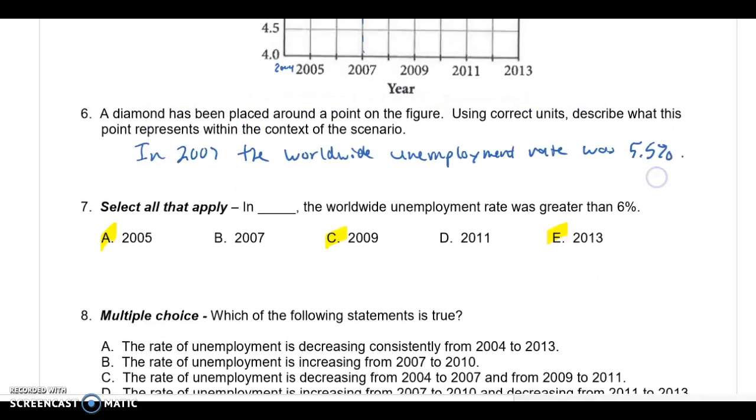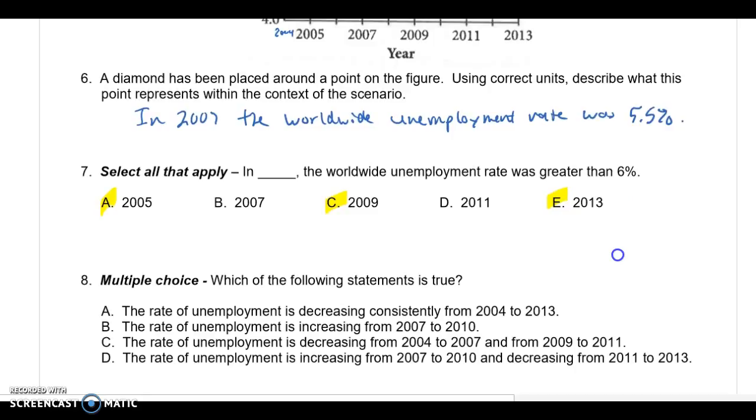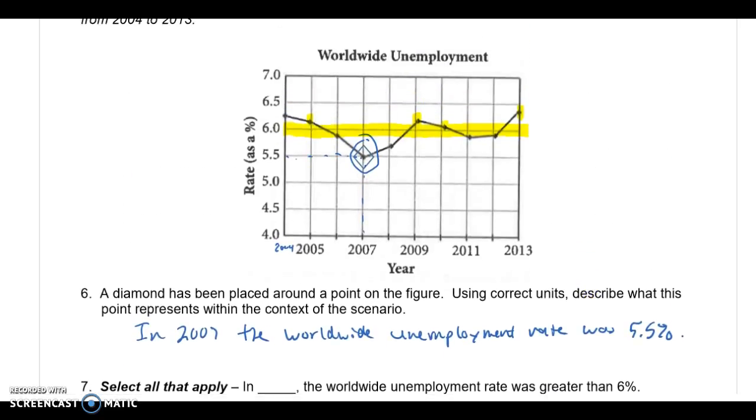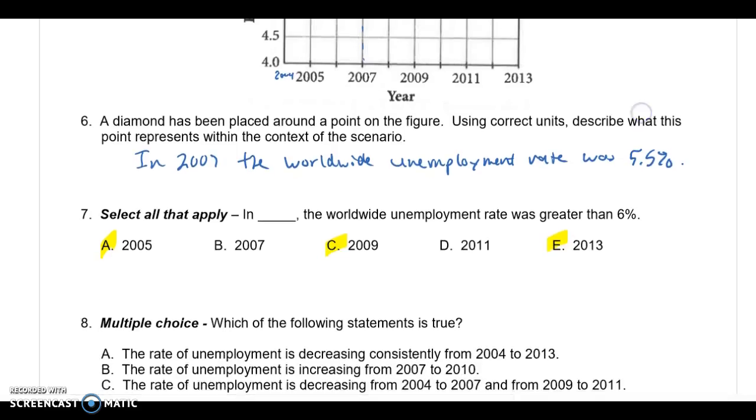Number 8, which of the following statements is true? Again, we're going to have to look back at the graph for each of those. A says the rate of unemployment is decreasing consistently from 2004 to 2013. I'm not seeing that, because if it was decreasing consistently, we wouldn't have any of this uptick here from 2007 to 2009 and this other uptick over here. So I'm thinking A is not a good choice.